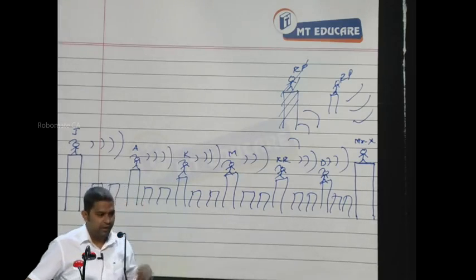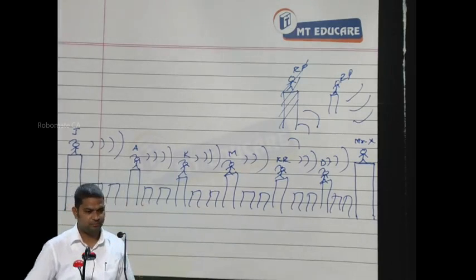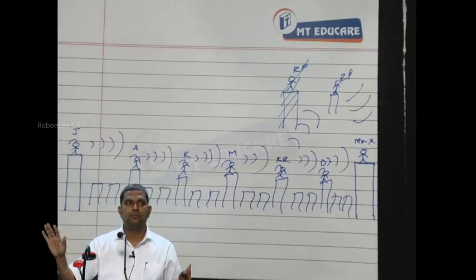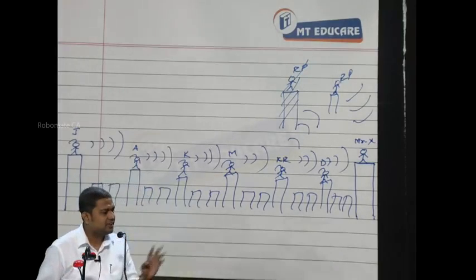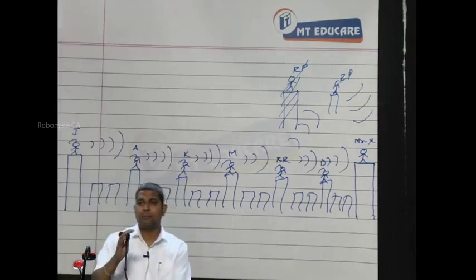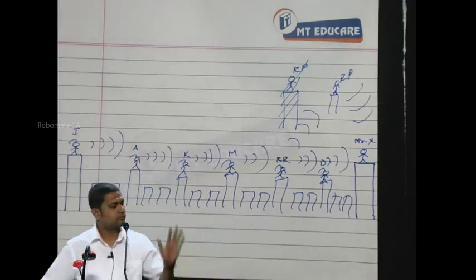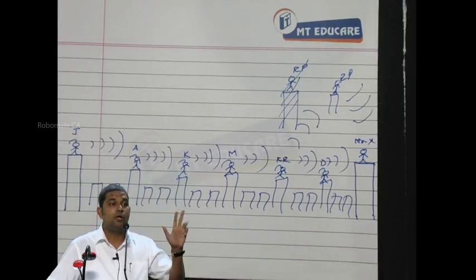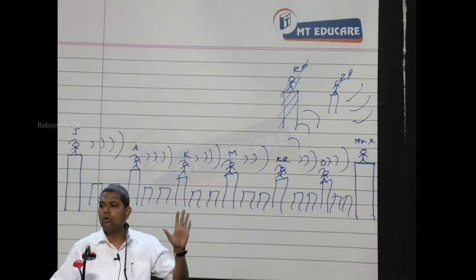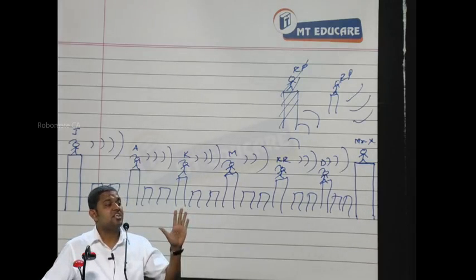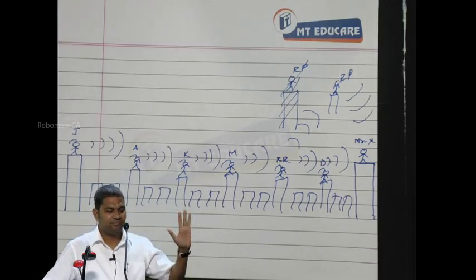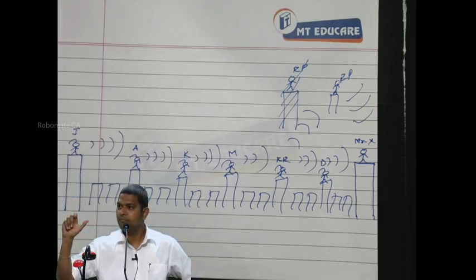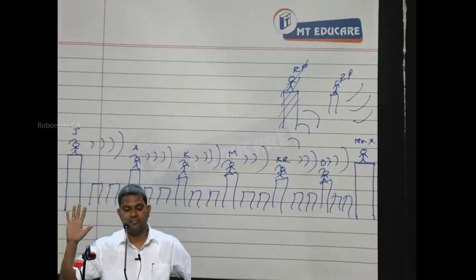Okay, moving to the next one, which is called a switch. We have switches and routers. Now let's try to understand what a switch and a router are. Please concentrate. These are nodes, and this is a server. So this becomes a network. Server, nodes. So this becomes a network.